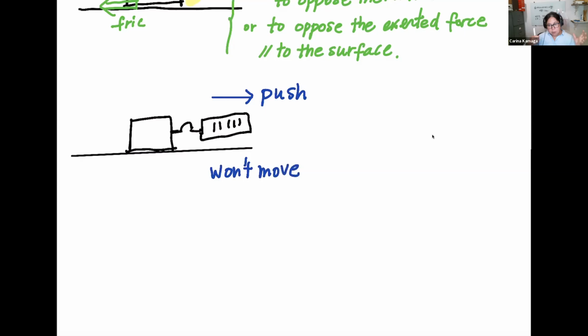That's because even though you're applying a force, trying to pull and pull and pull, and it doesn't move, that's because of friction force. There is a friction force applied. That's why, because of friction force.